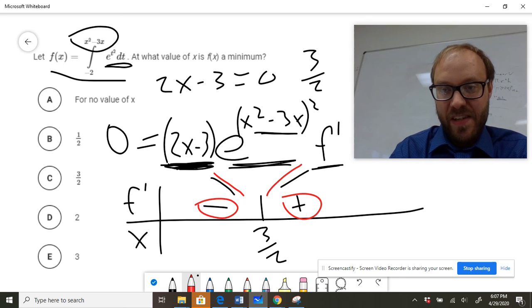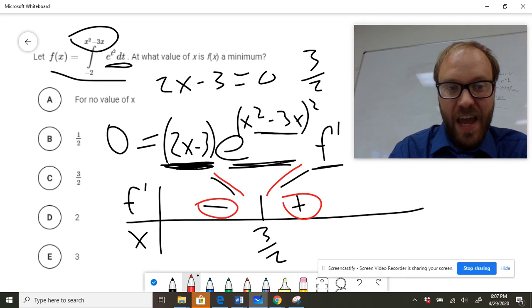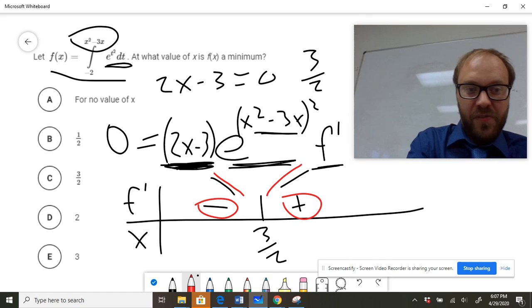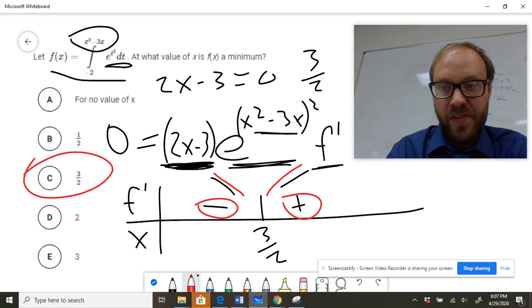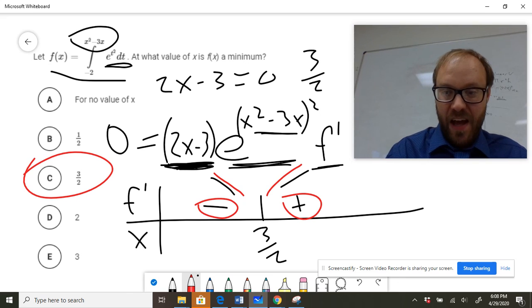And what that tells us is there's going to be a relative minimum for function f when x is equal to 3 halves. So it looked unbelievably difficult, but if you just apply the basic concept, take the derivative, apply the second fundamental theorem, it actually works out not to be all that terrible.